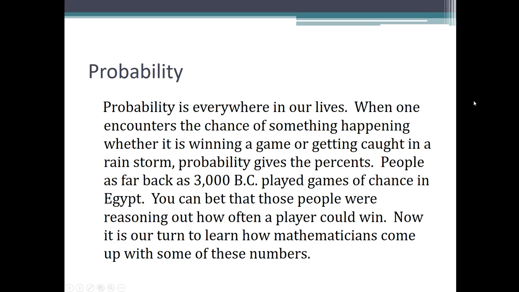All right, so what is this? Probability is everywhere. When you encounter the chance of something happening, like winning games or getting caught in the rain, you've got these percent chances. That's probability. It's been around for a long time. As far back as 3000 BC, the Egyptians were playing games of chance. I don't know how much of the mathematics they were working out, but you can imagine they were probably interested in thinking about how likely they were to win.